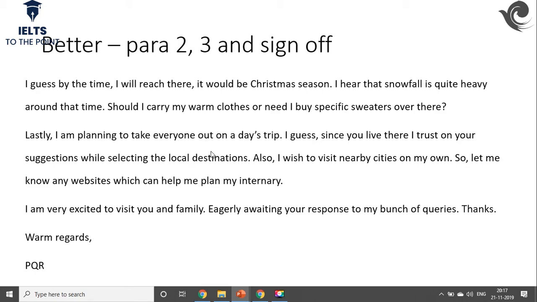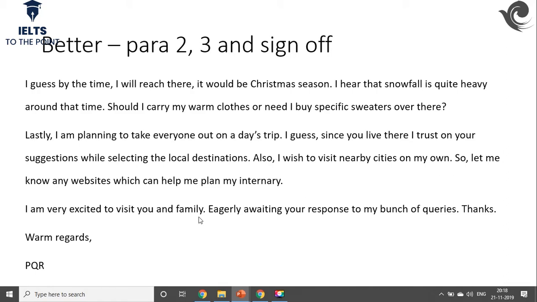See, you have two different ideas about what you're going to do there. First, you want to take your friend and her family on a day's trip. So you say, okay, I trust your suggestions while selecting the local destinations. That means you suggest it to me, or you select by yourself, it doesn't matter. Also, I wish to visit nearby cities on my own. I wish to travel on my own to these cities. So let me know any websites which can help me plan my itinerary.